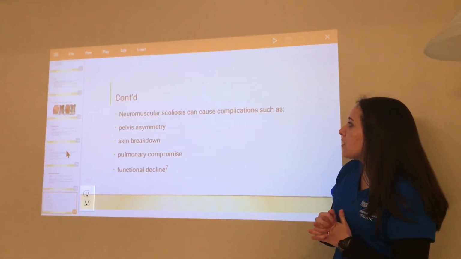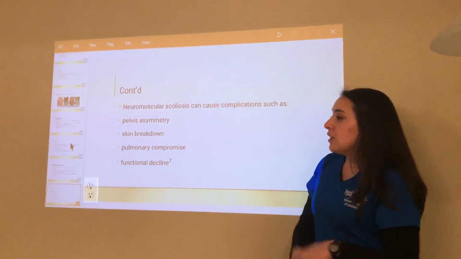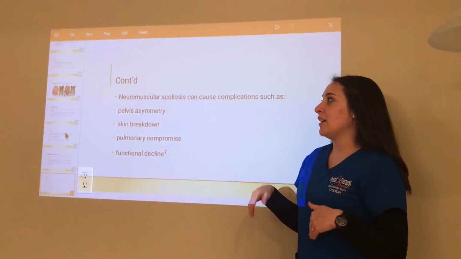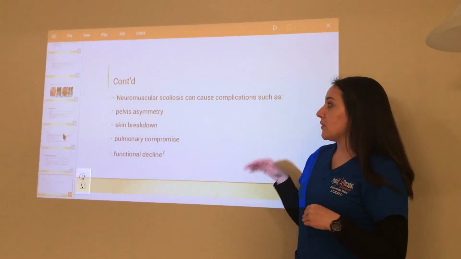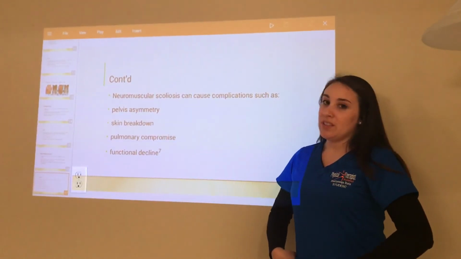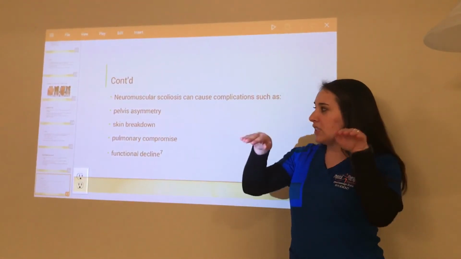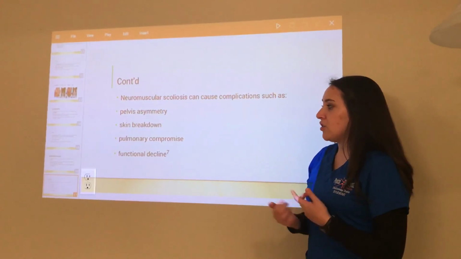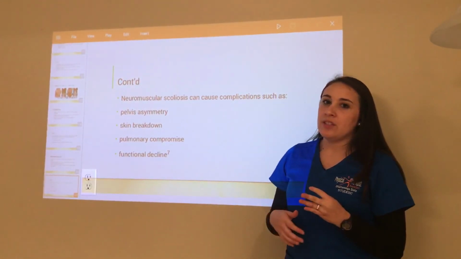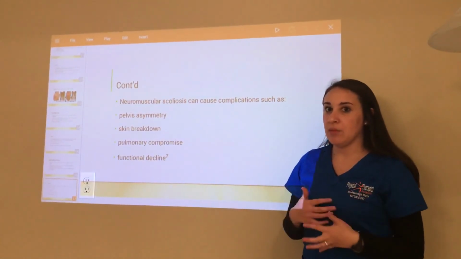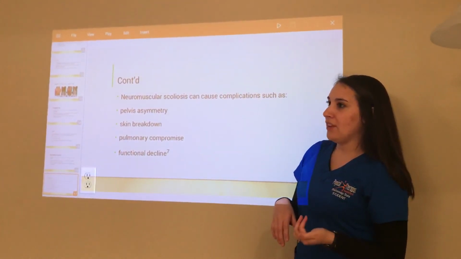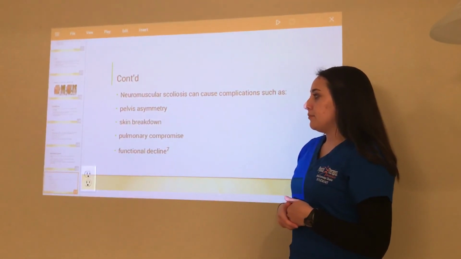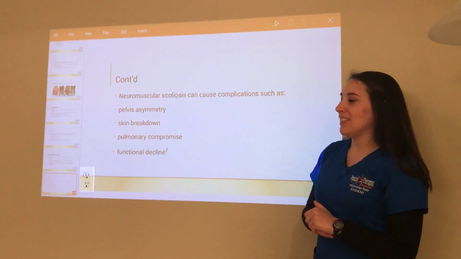Neuromuscular scoliosis can cause complications such as pelvic asymmetry. So instead of, like in the picture of that young girl earlier, where her shoulders and her pelvis were still in line, a lot of times neuromuscular scoliosis patients will not have that pelvic symmetry. Their pelvis will be tilted. They'll also have skin breakdown and pulmonary compromise and just overall functional decline. Skin breakdown is due to a lot of these patients being dependent and unable to move on their own. So with abnormal pressure points, ulcerations will be different, and it just aids in their functional decline.